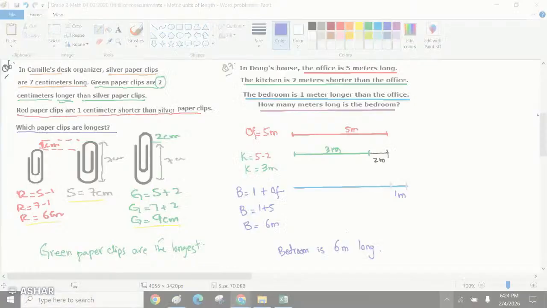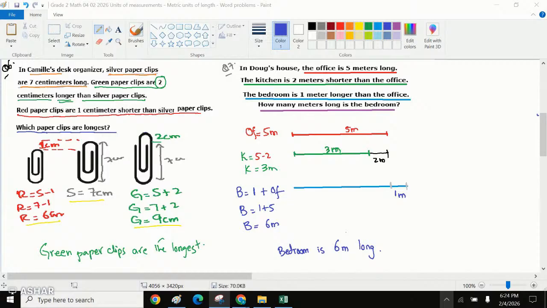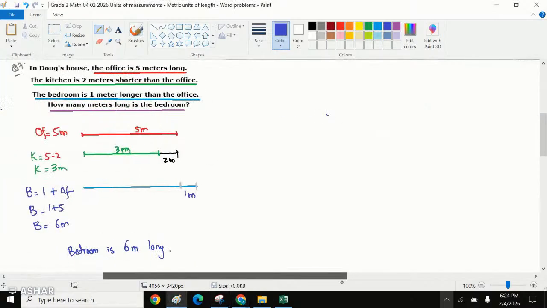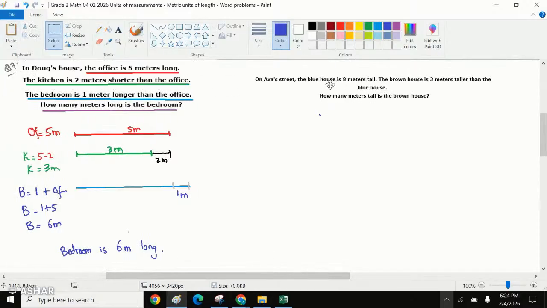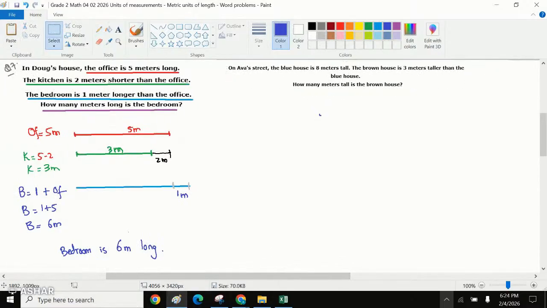On Ava Street, there are some different houses. Okay, let's see what they're talking about, the lengths and heights of the houses. On Ava Street, the blue house is a certain height. The length of the blue house is certain.